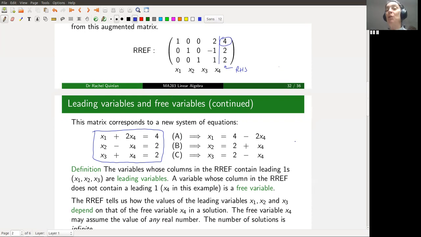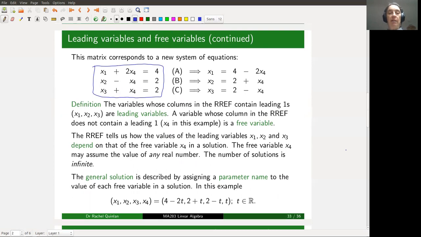And there's some language that we use to capture that distinction, which is the language of leading and free variables. So the variables whose columns in the reduced row echelon form contain the leading one, those are x1, x2, and x3, are referred to as leading variables. And the variable x4 in this example, whose column in the reduced row echelon form does not contain the leading one, is referred to as a free variable. Okay, and as I was just saying, the reduced row echelon form tells us how the values of the leading variables in a solution of the system depend on that of the free variable, or the free variables if there's more than one of them, which certainly can happen.